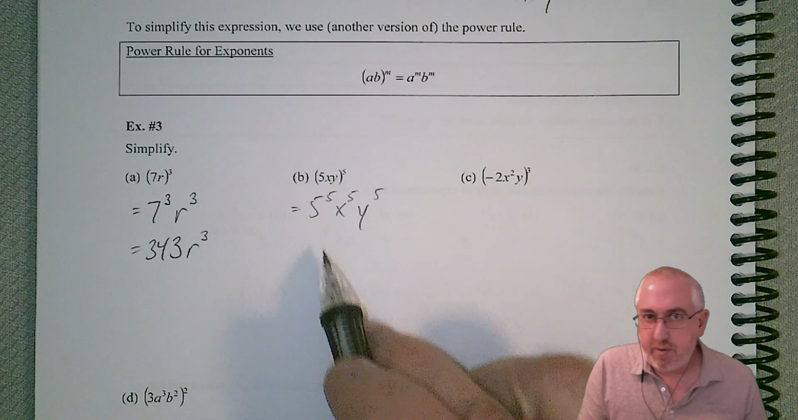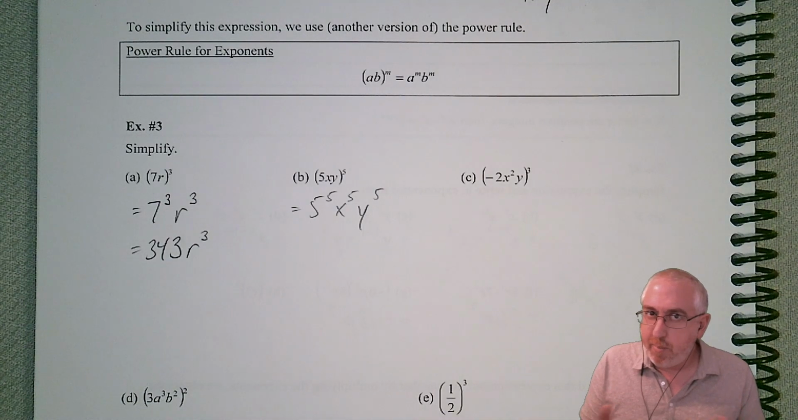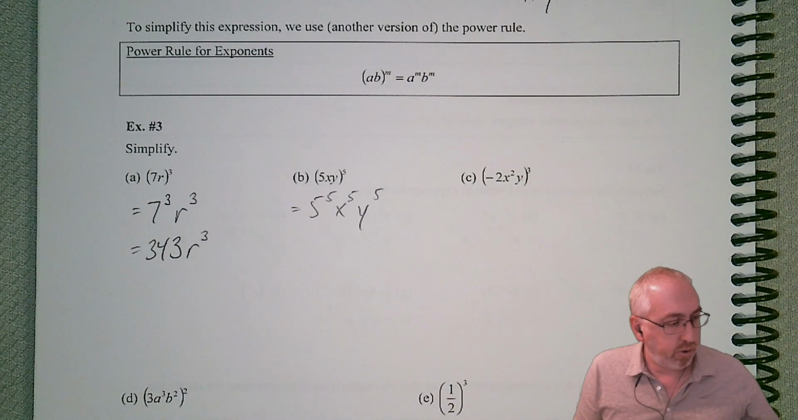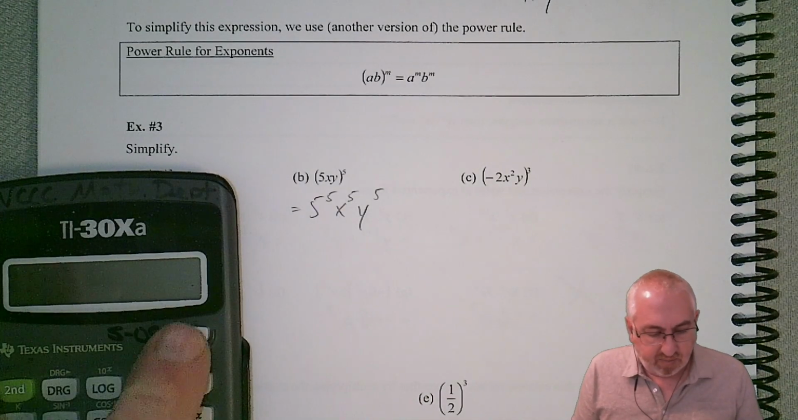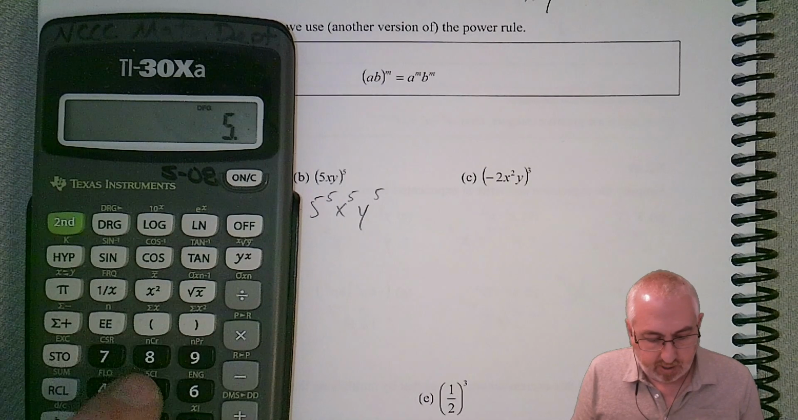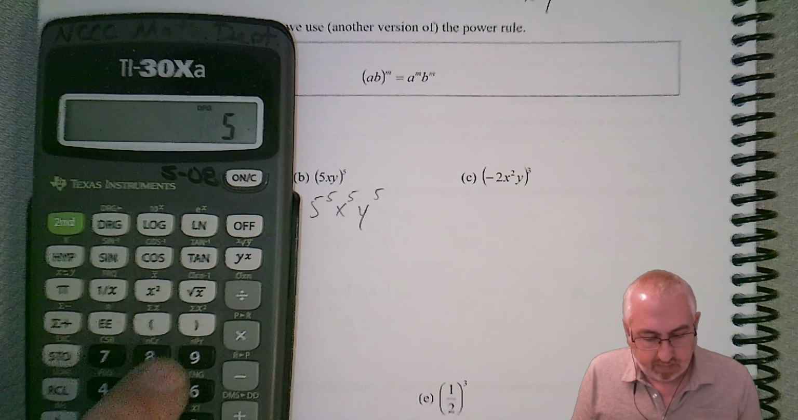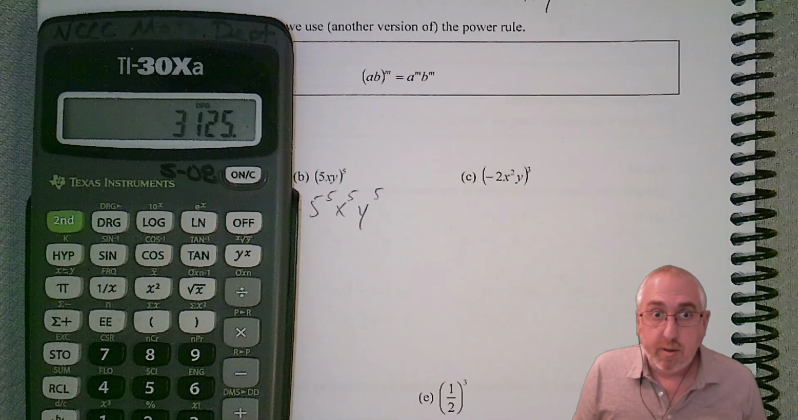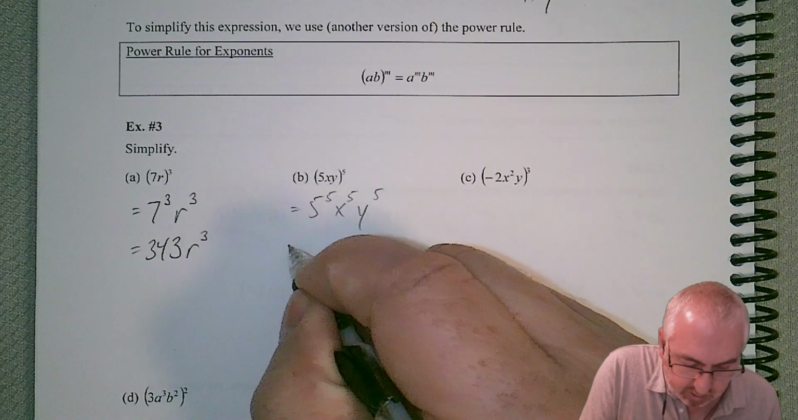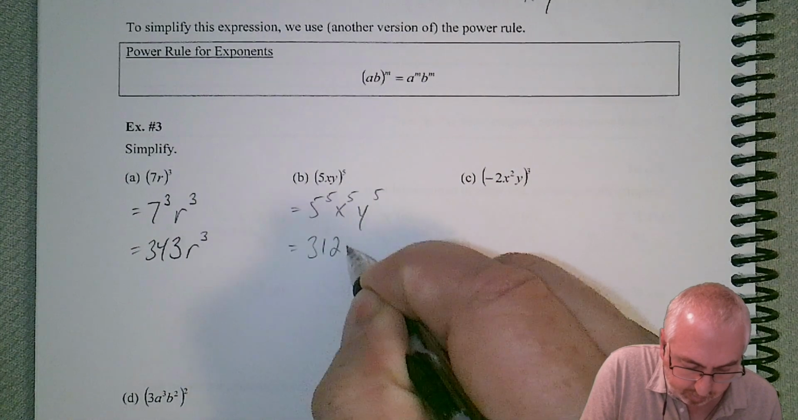Now 5 to the 5th power is going to start to get a little bit bigger, but if you did want to multiply that all out, you could. And just to be safe, let's use a calculator to do that. So if we said 5 times 5 times 5 times 5 times 5, 3125. So either one of these would be acceptable in my book.